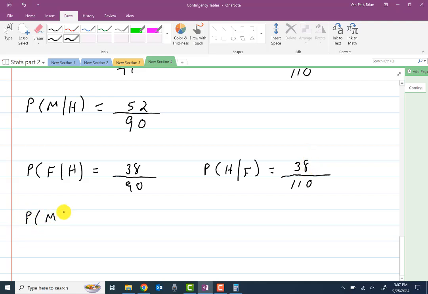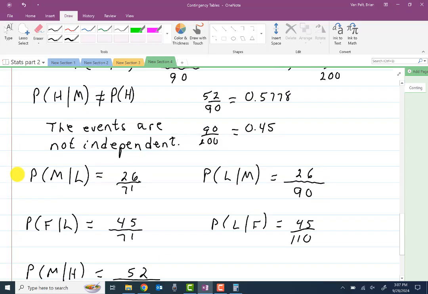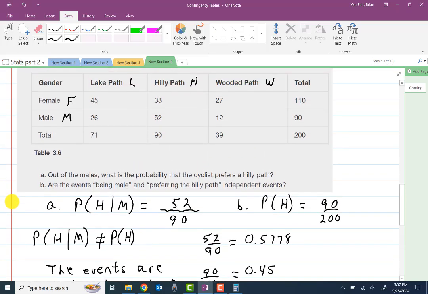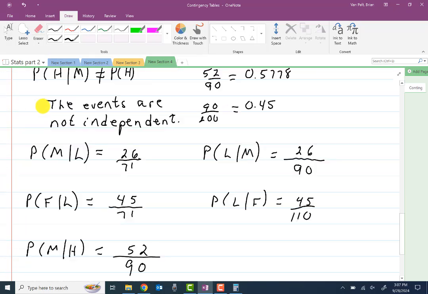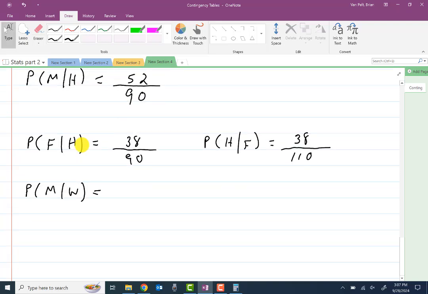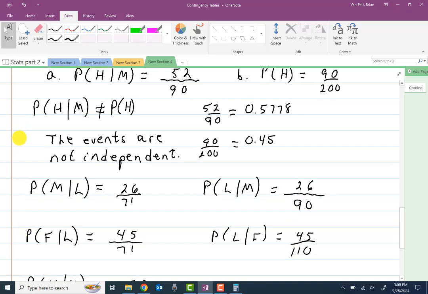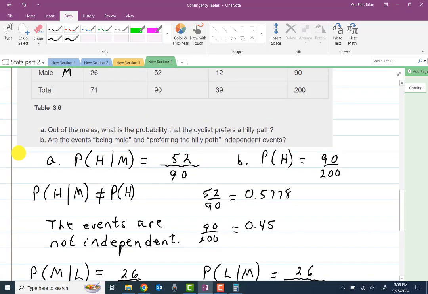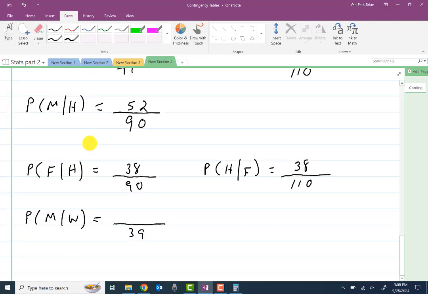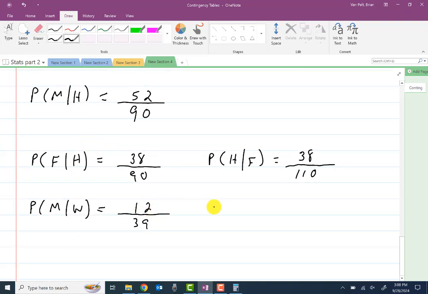Probability of M/W. Let's take a look at the W column. That is 39. That's the wooded path. Of those that like the wooded path, how many of those were male? 12. Probability of W/M is going to be 12 over how many? Well, I have to remember there was 90 males.